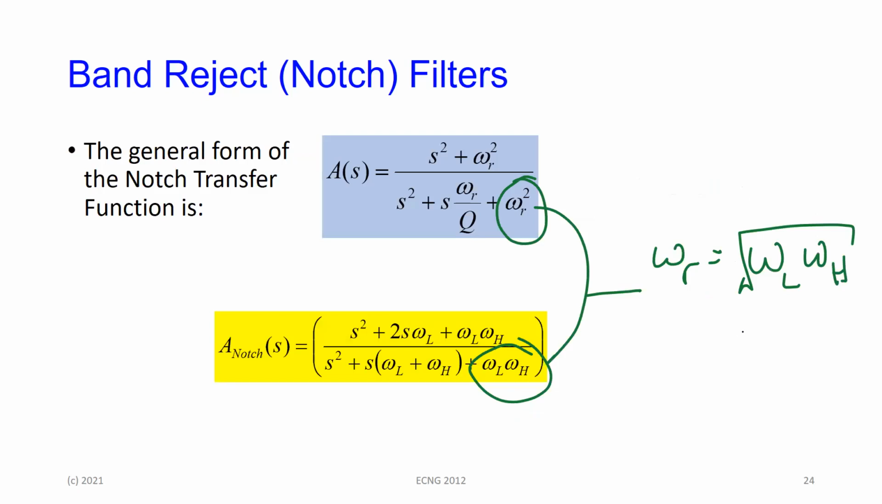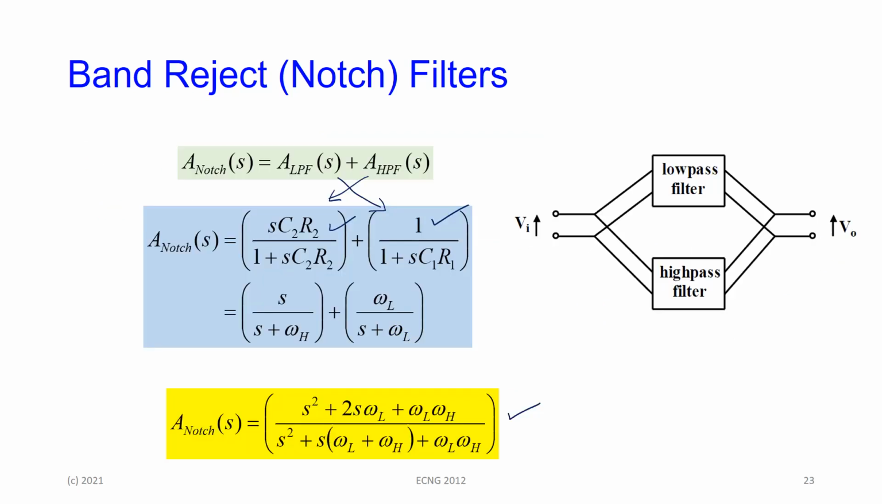Again, just like for the band pass, the resonant frequency is given by the square root of the low and high cutoff frequencies. This is easy to derive. It's a lot easier than the other approaches, so it should be easy for you to remember. All you have to remember is for the band pass, you cascade. For the band reject, you put the transfer functions in parallel and add them up.